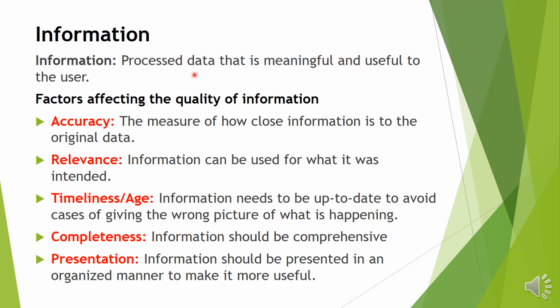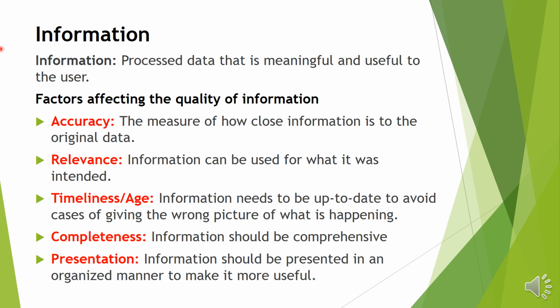For example, if you wanted to add two numbers, you have to take a machine, a calculator, enter the first number, press the sign of plus, which is also data, then the second number, and press the equal sign to get the result. The result will be information. So here we have the factors affecting the quality of information, such as accuracy. By accuracy, we understand the measure or just the state of information to be correct, to be true, the measure of how close information is to the original or intended data.